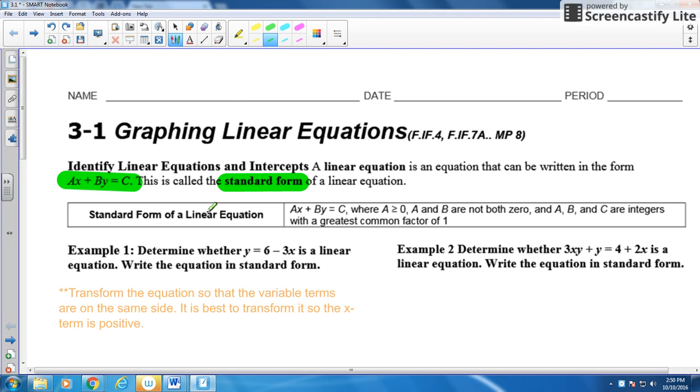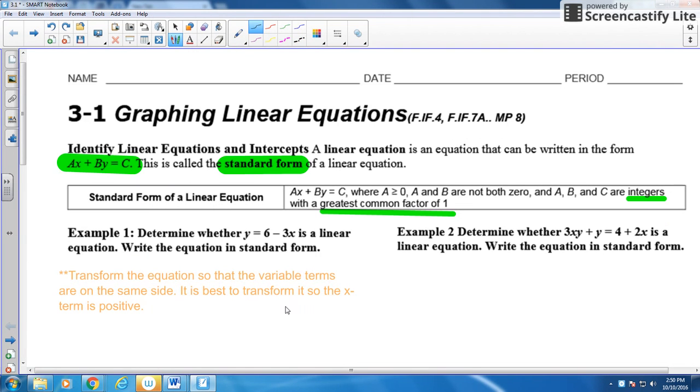Now, there's also some other important parts of this definition. When we have it in this form, the a value, which would be the coefficient of x, has to be greater than or equal to 0. The a and the b, so the coefficients of x and y, can't both be 0. And a, b, and c are integers with a greatest common factor of 1. So there's a lot to consider there, but right now let's just focus on getting it into that form.